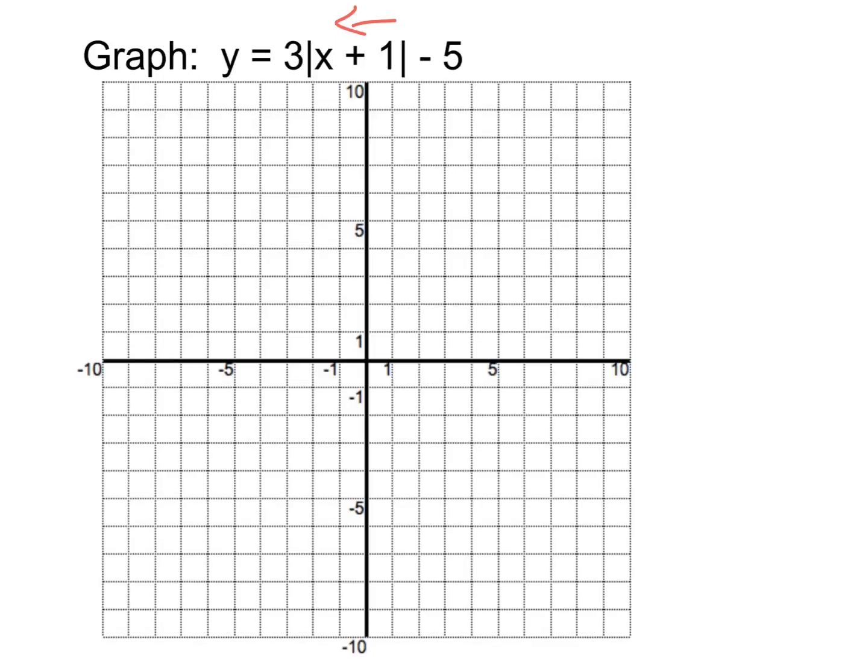By the way, that has nothing to do with the fact that this is absolute value. That is true no matter what the function type is. Okay, then the minus 5. Which way is the minus 5 moving? Up, down, left, or right? Down. Yep. Because it's not in with the x, so it's got to be up or down. So first point, left 1, down 5.